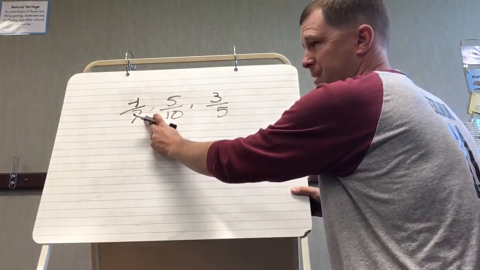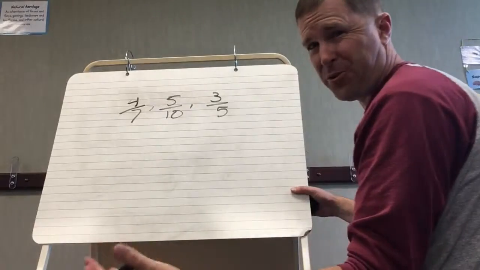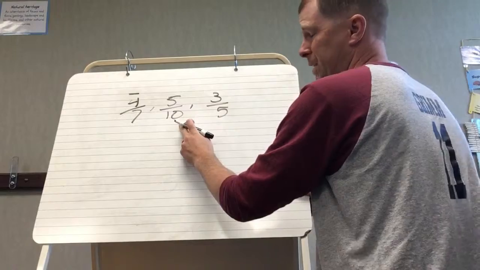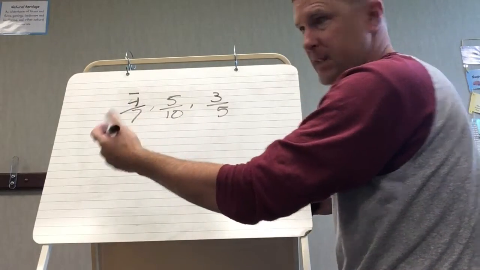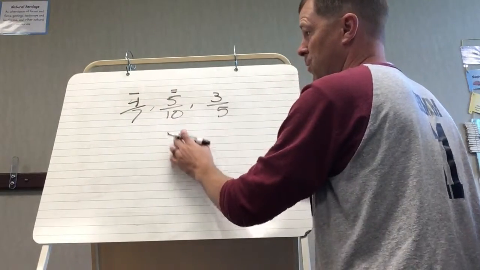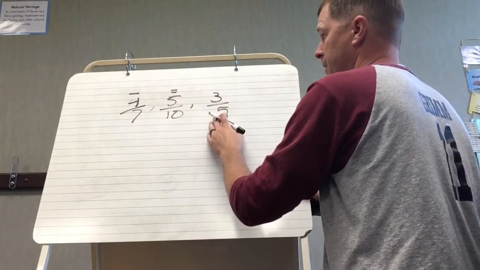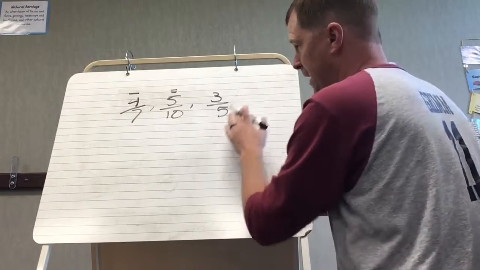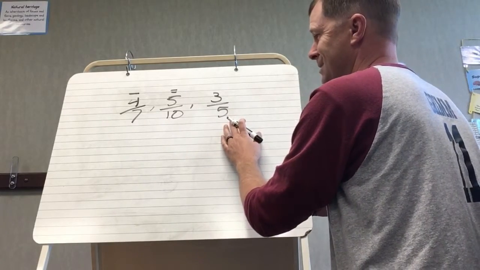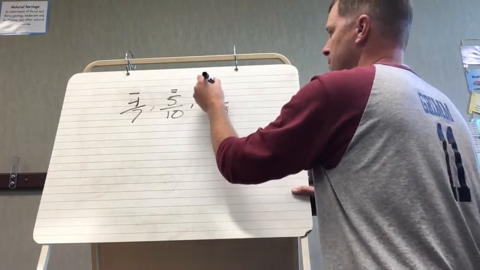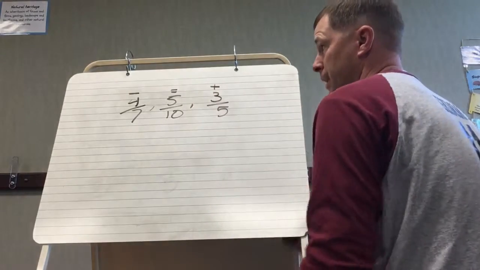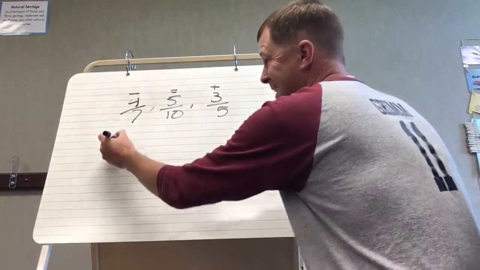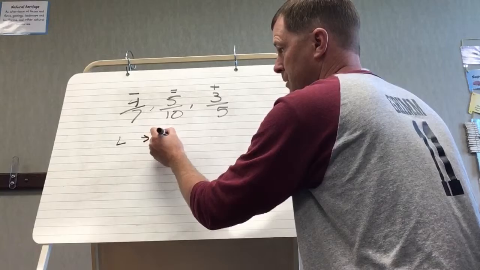4/7. What's half of 7? It's bigger than 3, but smaller than 4, so that is less than half. We put our little minus sign. 5/10. We know that half of 10 is 5, so that one is equal to 1/2. And then 3/5. What's half of 5? We know that it is greater than 2, but less than 3, so this is actually greater than 1/2.